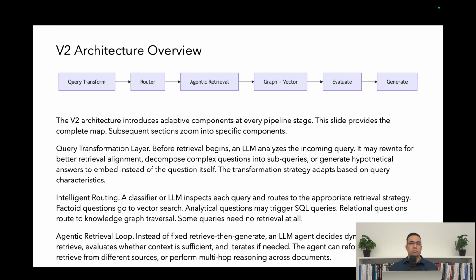Let's talk about the complete V2 architecture that addresses each failure mode we just discussed. The V2 architecture introduces adaptive components at every pipeline stage. This slide provides the map we'll reference throughout the video.